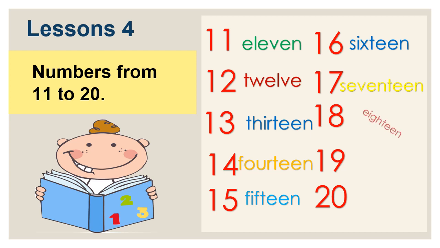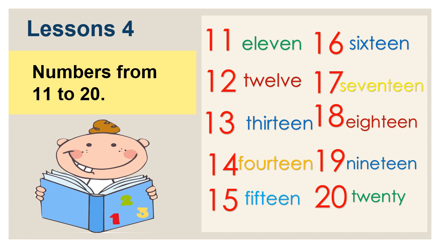S-E-V-E-N-T-E-E-N, 17. E-I-G-H-T-E-E-N, 18. N-I-N-E-T-E-E-N, 19. T-W-E-N-T-Y, 20. Wow, so these are the numbers from 11 to 20 and also the words of each number and how to spell those numbers. Okay, we will now go to exercises if you're ready.